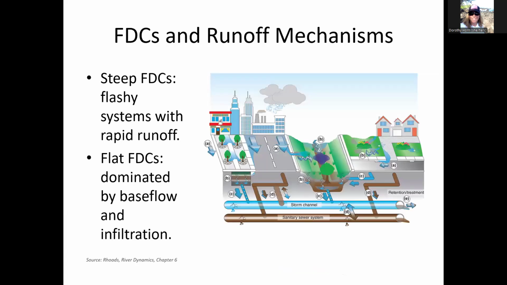So, when you have steep FDCs, you have a lot of runoff, right? This is just a diagram showing a really steep slope sending all the water down into the channel. Whereas if you have flatter ones, it's mostly about infiltration. Like, say, Santa Monica really bases theirs on infiltration through the blacktop and whatnot, things of that nature.